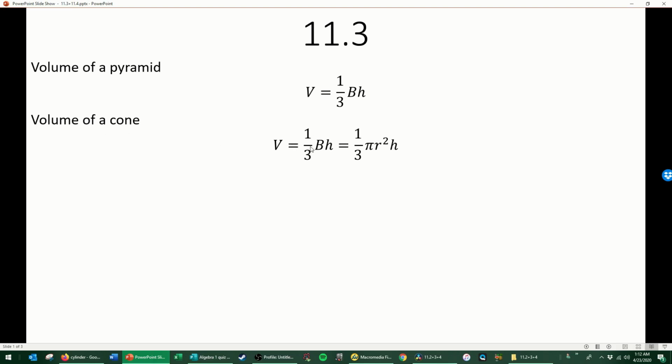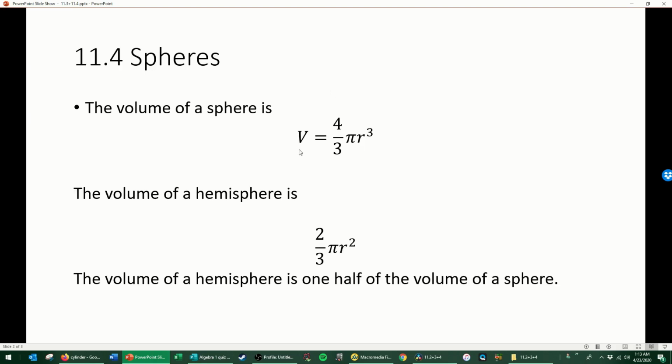Anything that comes to a point, like I said earlier or in the previous video, will always be 1/3 times big B times h. Where for the volume of a cone, your base is a circle, so you have pi r squared times the height. And again, since it's coming to a point, you have 1/3. So your pyramid and cone are always 1/3 times big B times h. And then we have spheres. We will cover that right after this in the video.